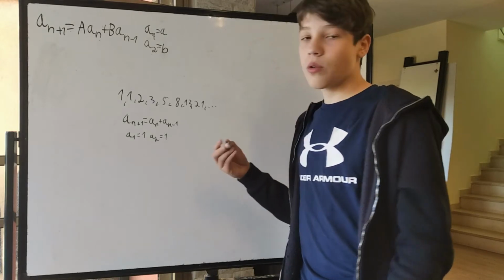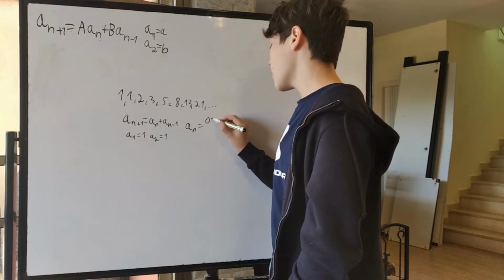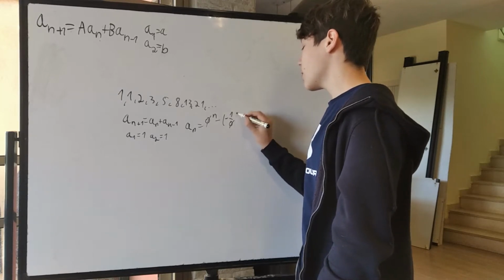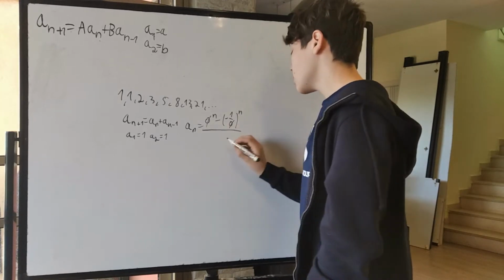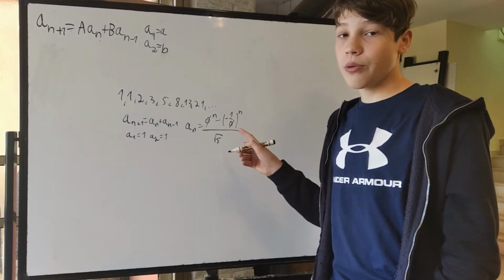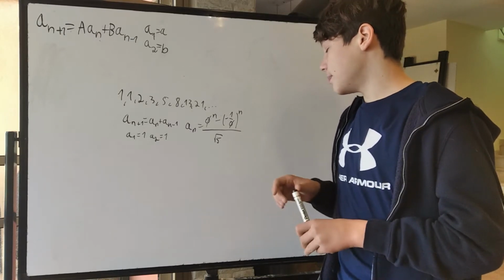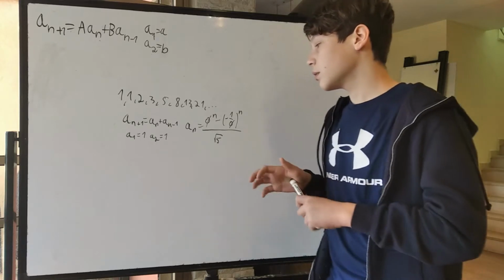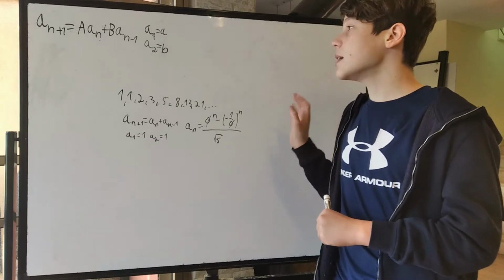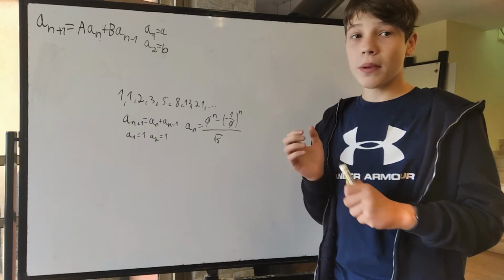And there's of course the famous formula for it, which is, if I remember correctly, phi to the n minus negative 1 over phi to the n, all over square root of 5, where phi is the golden ratio. That's a famous formula for the Fibonacci sequence, and what we're going to do is find a formula for an even more generalized sequence.